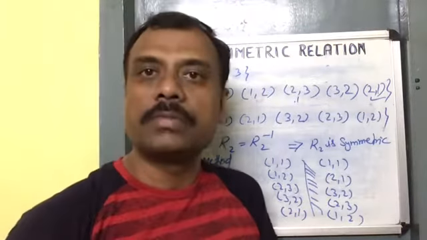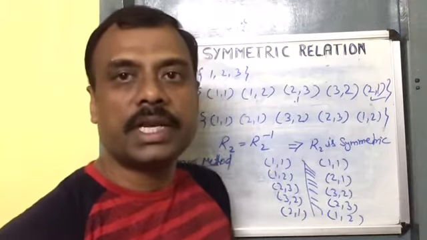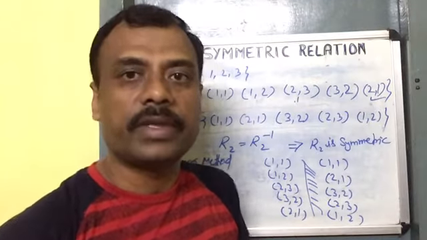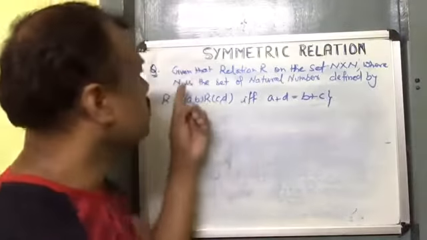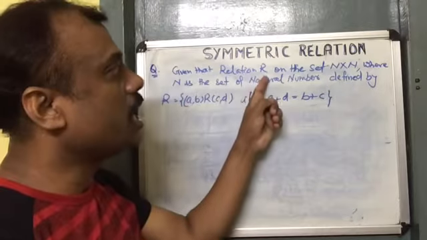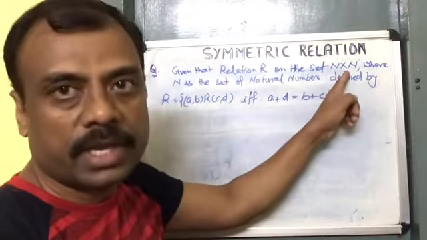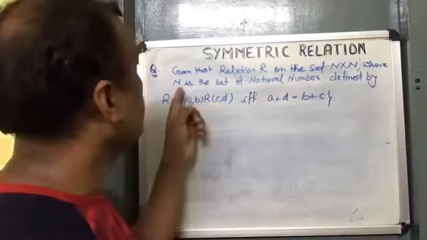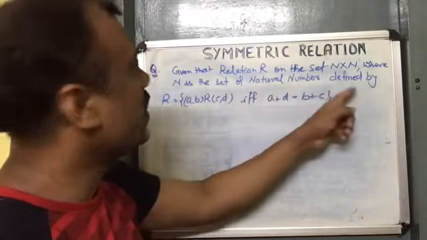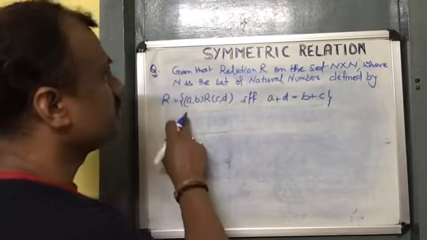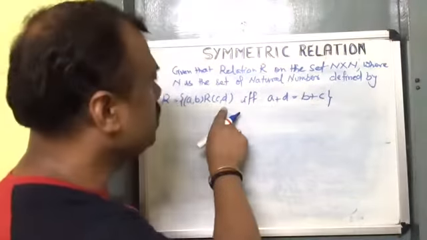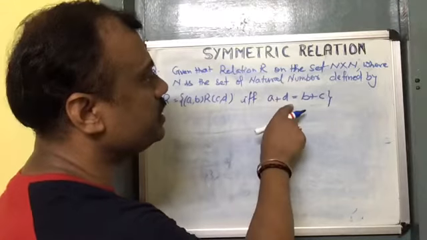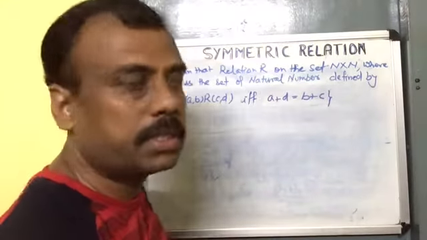Let us go for some other examples to understand the symmetric relation in a better way. Okay, here is another example. Given a relation R on the set N cross N, where N is the set of natural numbers, the relation is defined in this way: (A,B) is related with (C,D) if and only if A plus D equals B plus C.